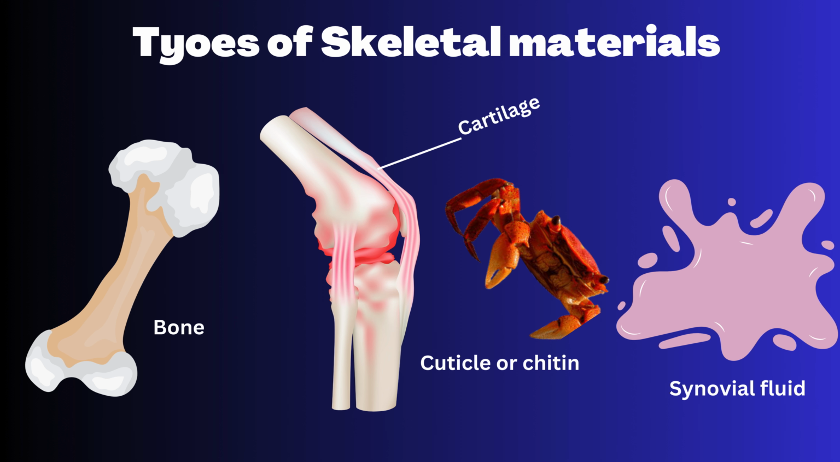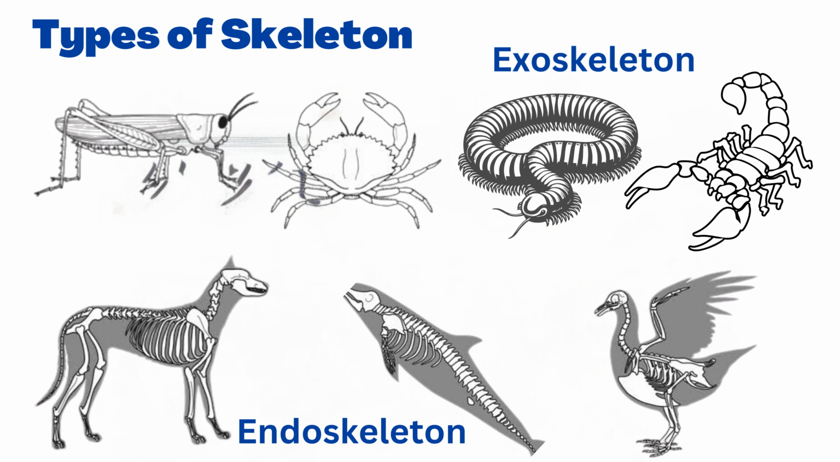The cuticle or chitin is found in arthropods like crabs, crayfish, insects, spiders, millipedes, and centipedes. Lastly, we have the synovial fluid, which is the main skeletal material that provides support in worms and other worm-like organisms. Do you know that all animals have a skeleton? However, when we talk about skeleton, you may liken skeleton to the bones in the body of animals. So this will lead us to the aspect that we call the types of skeleton.